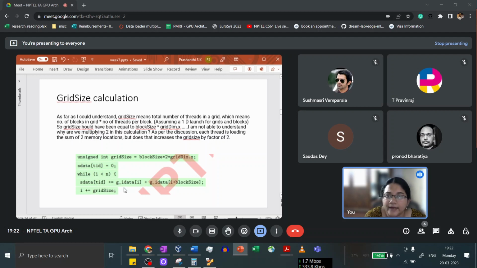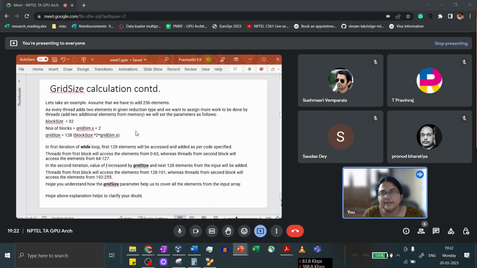And just so that you have some context about what grid size calculation we are talking about, I've pasted part of the code here. So this is what the person is asking about. Grid size is taken to be block size times 2 times gridDim.x. And then in this loop, you're trying to add g_idata[i] and g_idata[i + blockSize]. And then your increment is by grid size. So this is the framework by which you interpret this question.